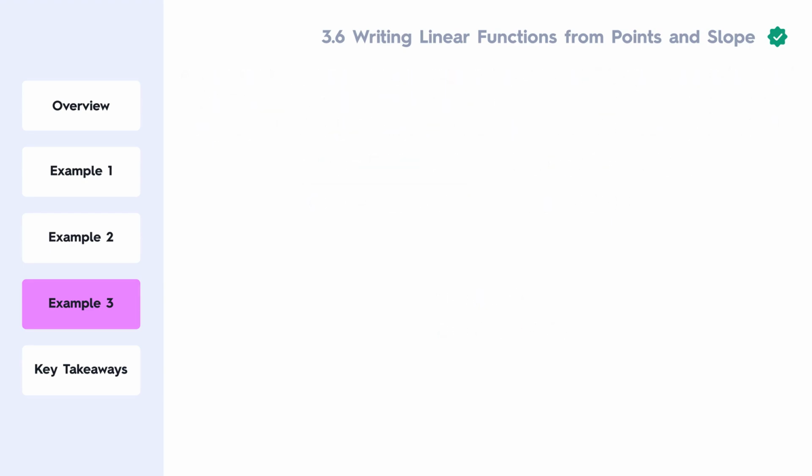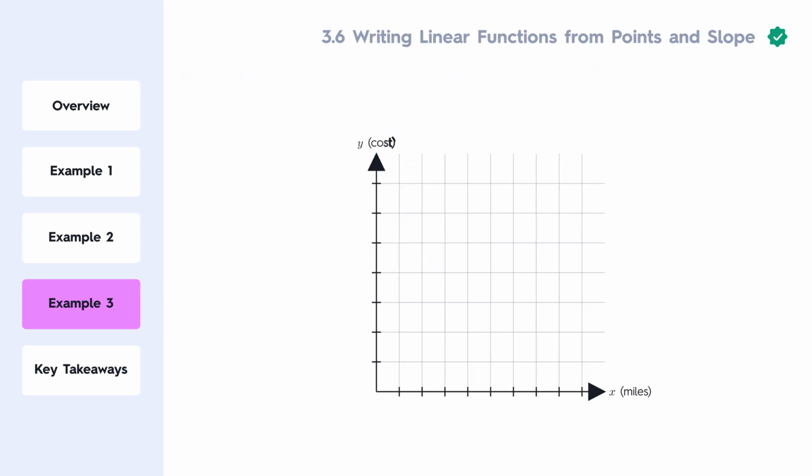This equation accurately represents the total cost to rent a car based on the miles driven, where the flat fee is $50 and the cost per mile is 25 cents.